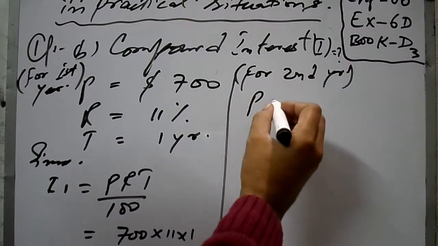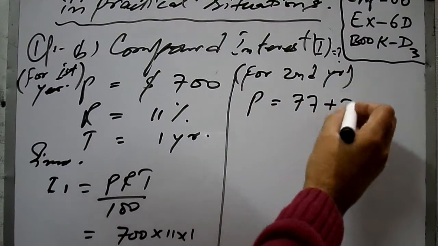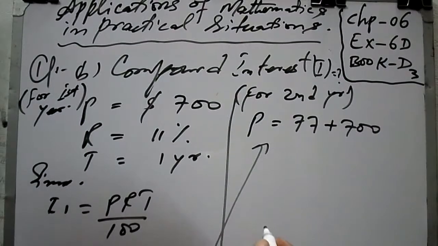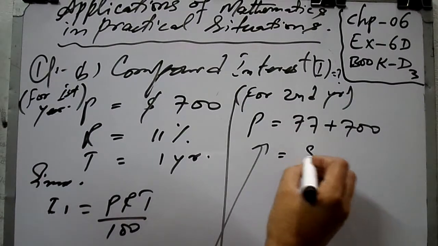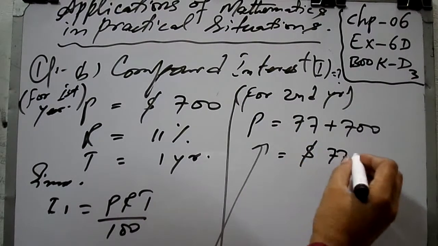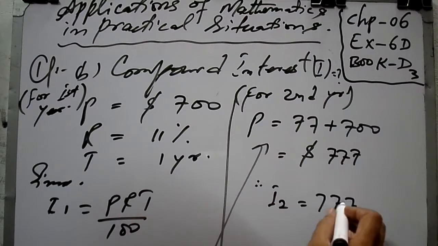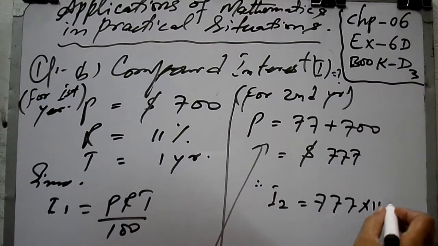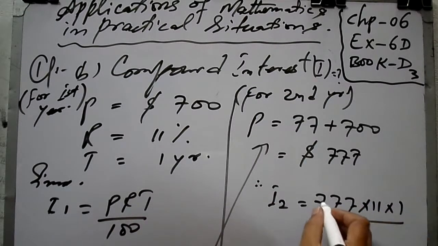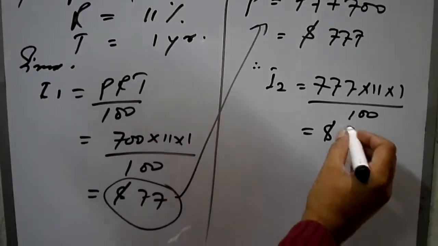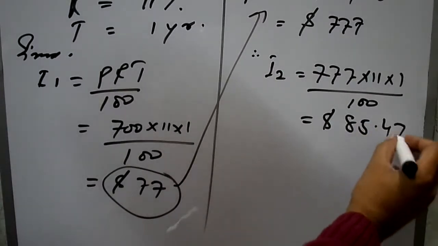the principal amount will become 77 plus 700, because 77 we have just calculated for the first year, so it should be added here. So in the next year it becomes $777. Therefore I2 will be equal to 777 multiplied by 11 multiplied by 1 divided by 100, you will get $85.47.